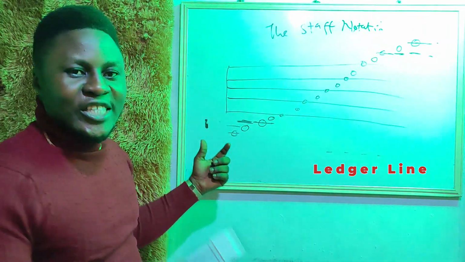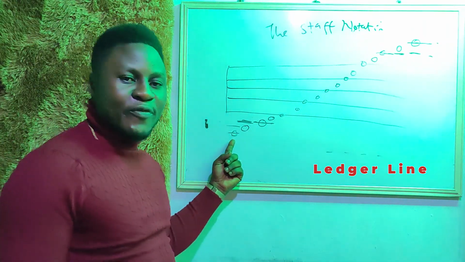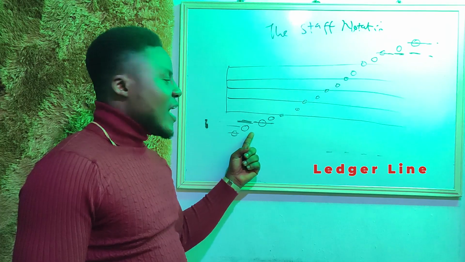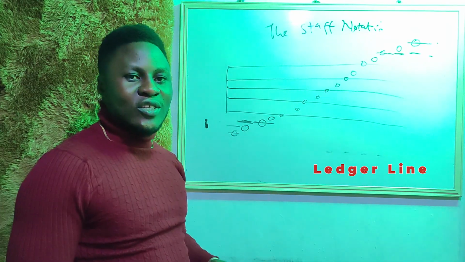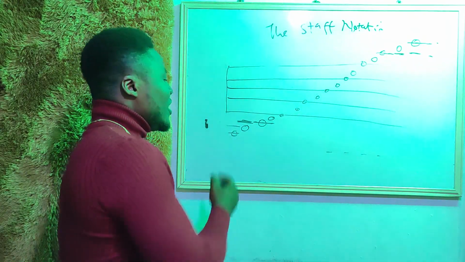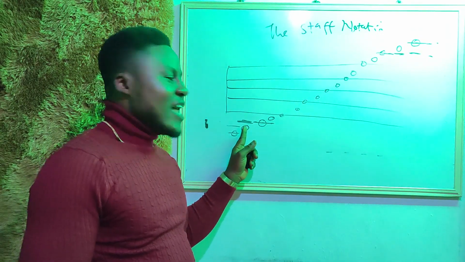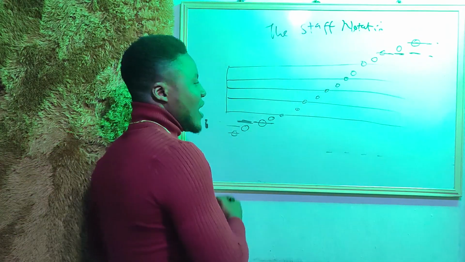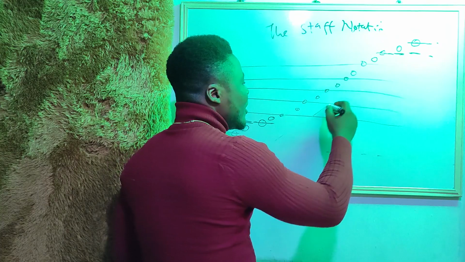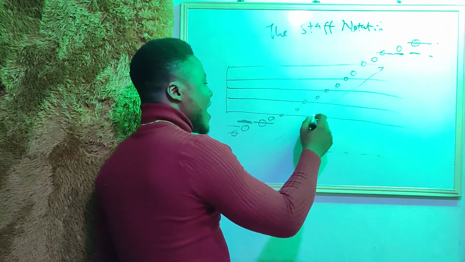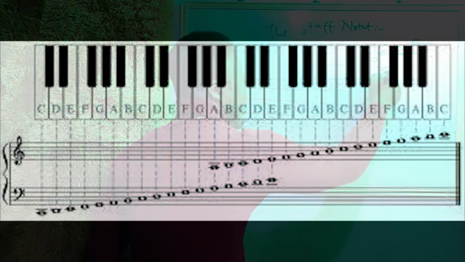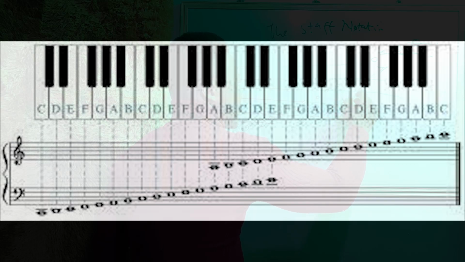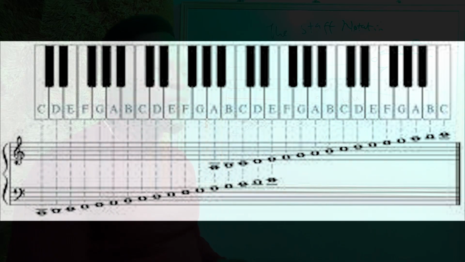Okay, it makes you know the difference between this note and this note and this note. So this pitch is lower than this, and this pitch is lower than this. And the more you move up on the staff, the higher the pitch. Okay? So every note on the staff indicates pitch.